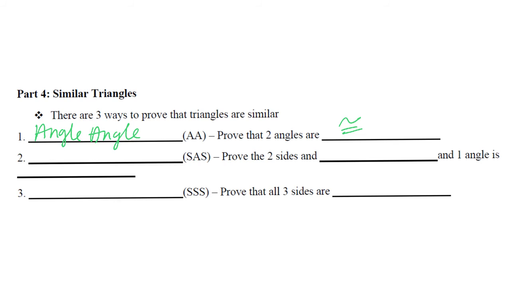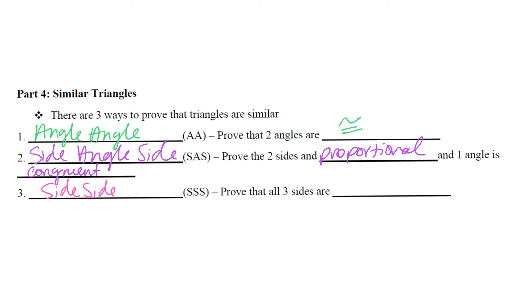All right. The next one is side, angle, side. And you have to prove that the two sides are proportional and that one angle is congruent. The third one is side, side, side. You have to prove that all three sides are proportional.